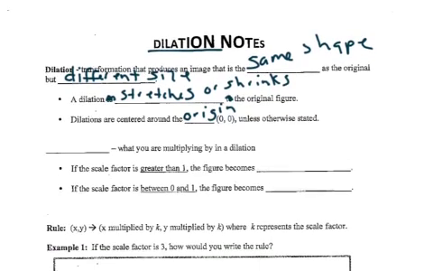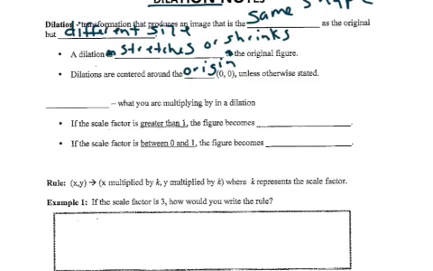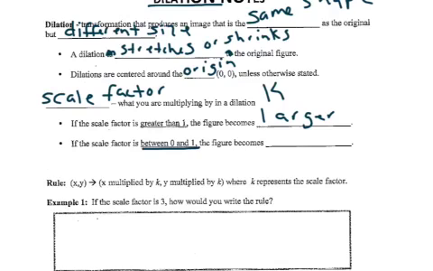So when it talks about what you are multiplying by in a dilation, that is called your scale factor. You should have learned about scale factors last year in math class, and usually we denote scale factors when we're talking about dilation with the symbol K. If a scale factor is greater than 1, the figure becomes larger, or you can think that it stretches. If the scale factor is between 0 and 1, which basically would be a fraction, the figure becomes smaller, or it shrinks.